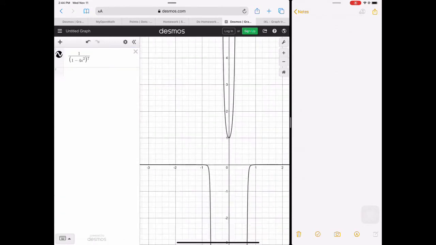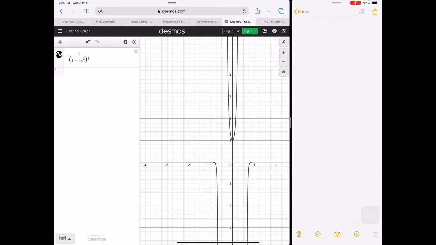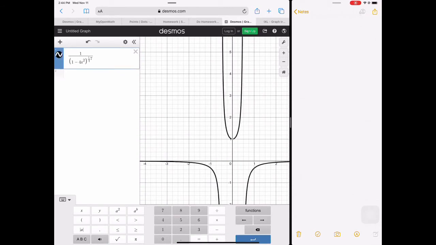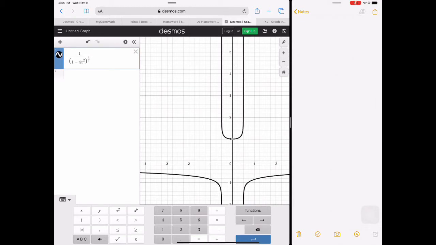Oh, whoops. Did I make a mistake? Let me go double check. Oh, whoops, 7th root. Gosh. 1 divided by 7. I didn't change it.